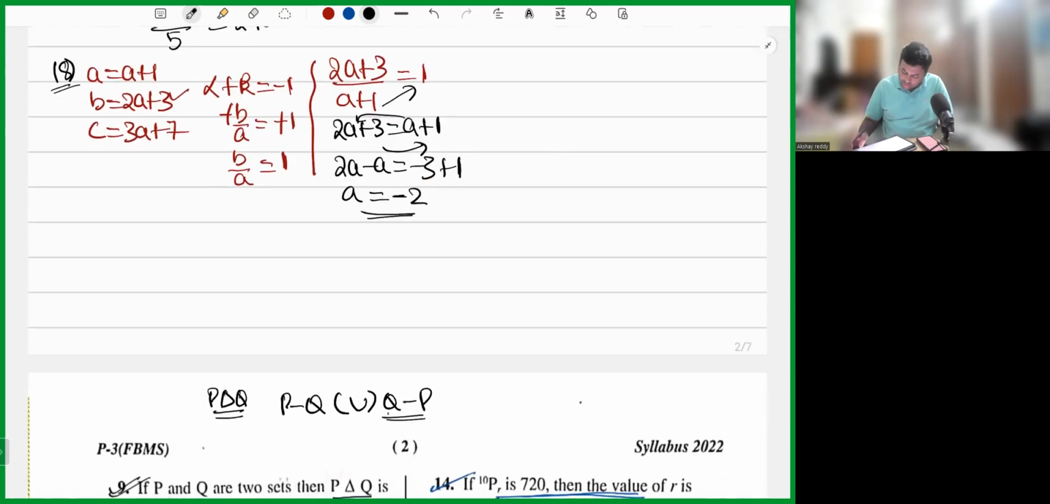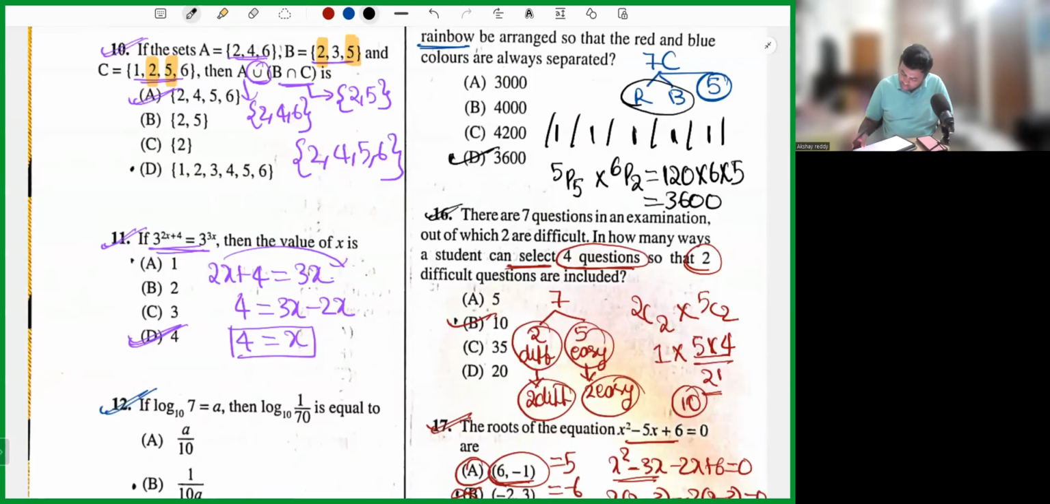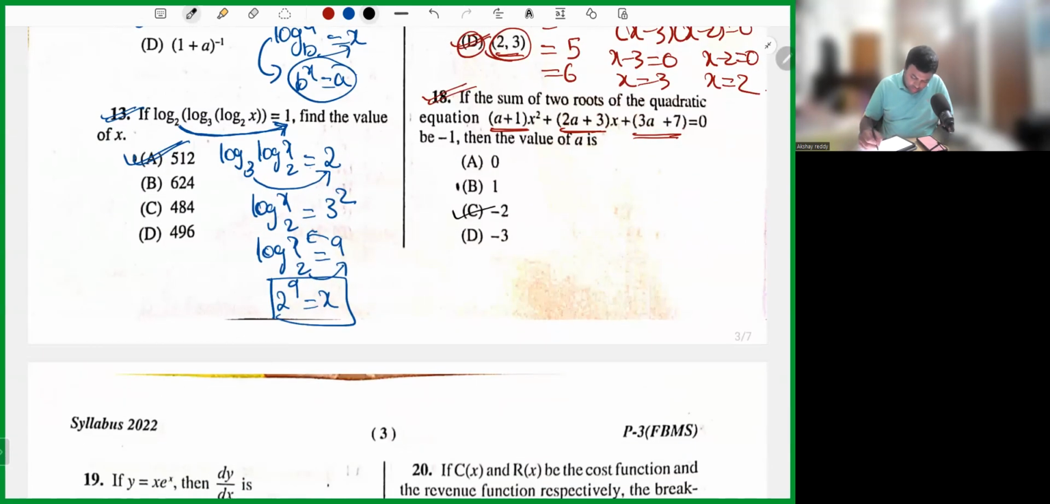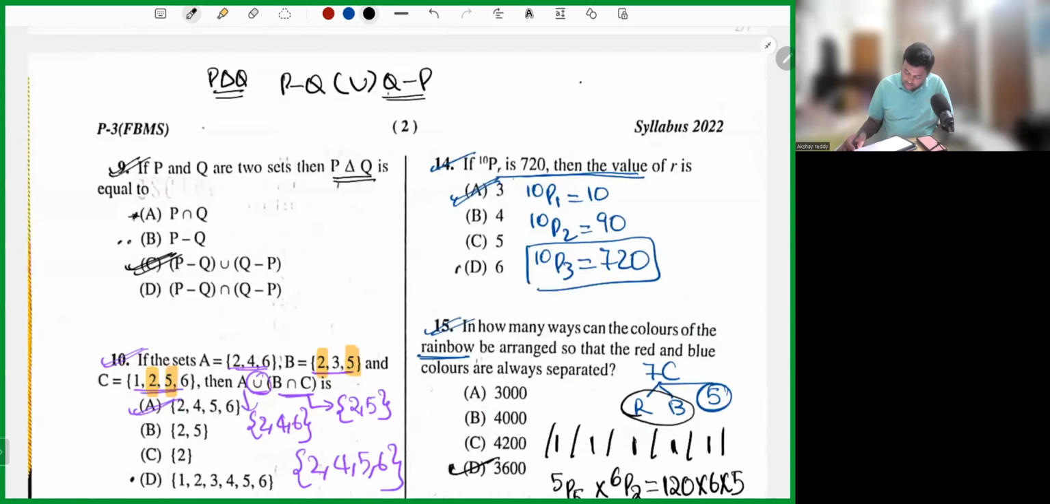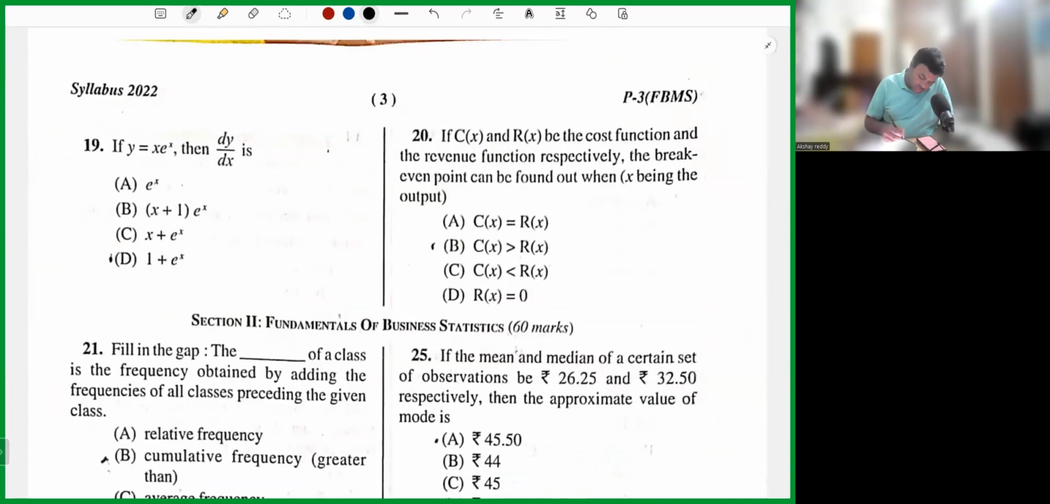Simple, sir. Nothing much difficulty. So a is minus 2. We got the same thing, minus 2. Next, question number 19, differentiation sum.